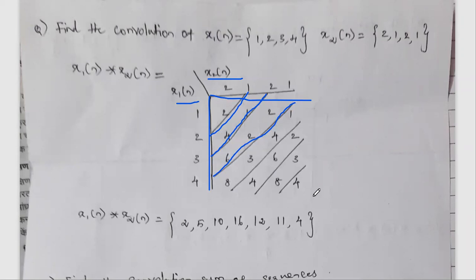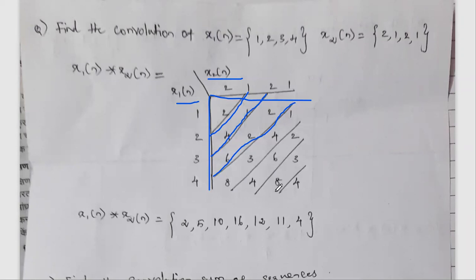So diagonally you just separate, then you add the elements in each diagonal separation. That is the answer. So in the first separation, what is the answer? 2. Then the next one, 4 plus 1, 5. Then 6 plus 2 plus 2, 10. Then 8 plus 3 plus 4 plus 1, 16.